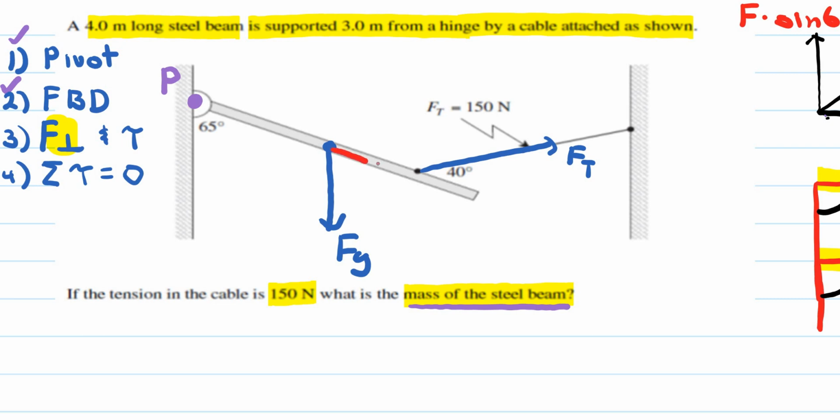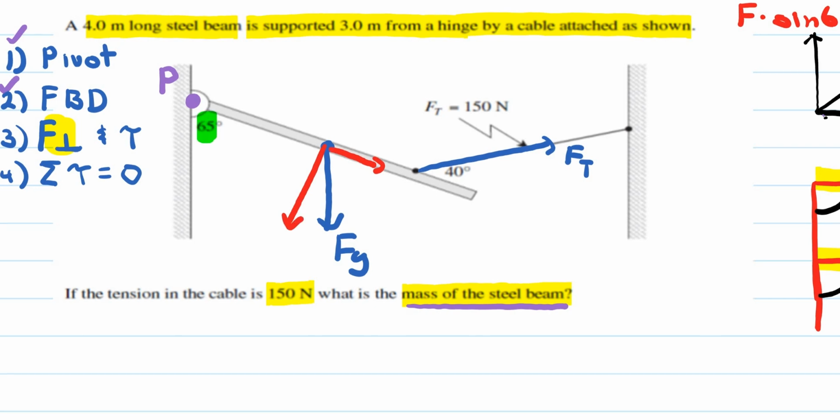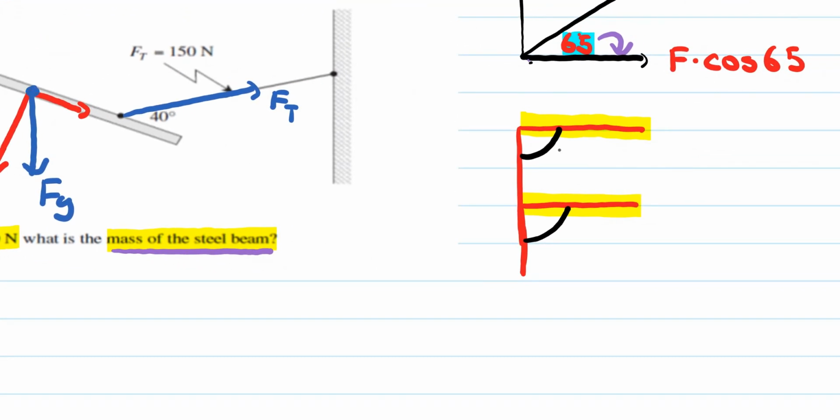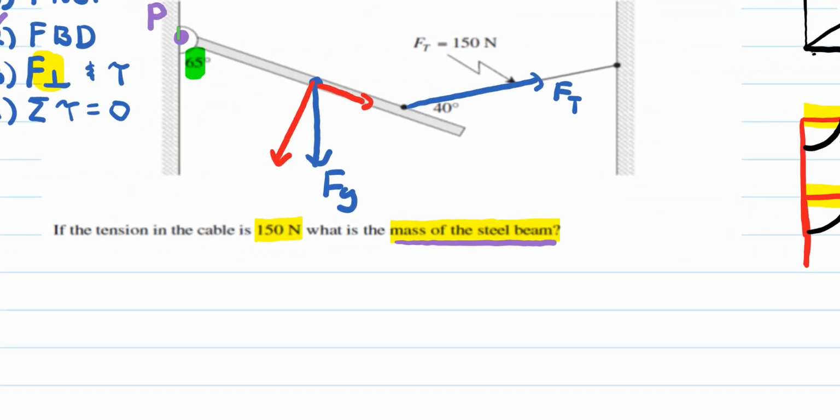If I look at my force of gravity, there's a horizontal component like this, and that means there's a vertical component like that. If this is 65 degrees, if I go back to my F shape over here, this is 65 degrees, and that means that this has to be 65 degrees. If this green vertical line right here is parallel to this blue line, those are parallel, right? So that means this angle right here has to be 65 degrees.